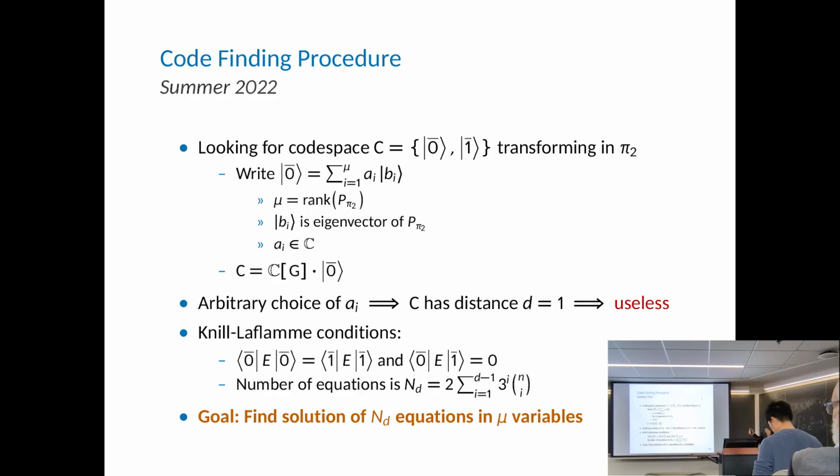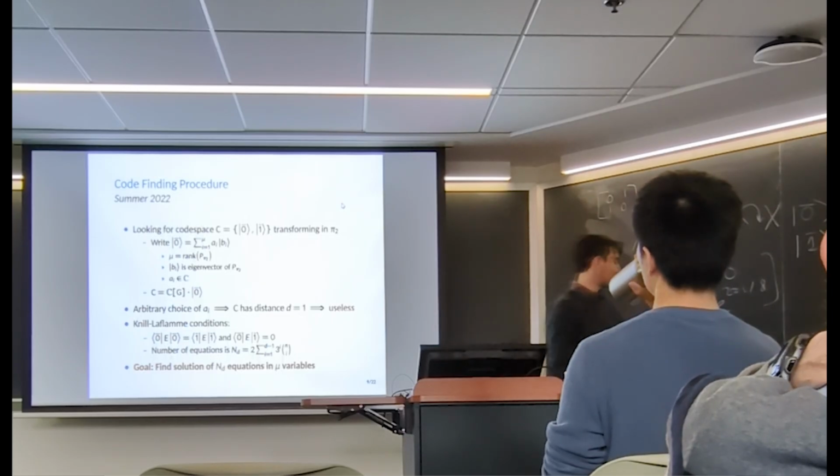Okay, so this is our general code-finding procedure. We want to find this code space. We are going to pick the zero logical state to be somewhere in the image of the isotypic projector, because we want it to transform in this logical representation lambda.